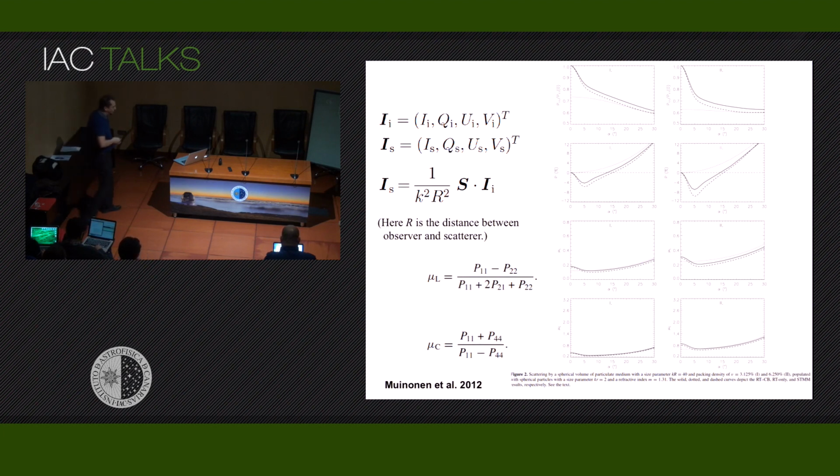We are talking about a system which is a 3% packing density on the left, 6% packing density on the right, and this is a spherical volume of particles with single particles having the size parameter 2 and refractive index of the single particles being 1.31.